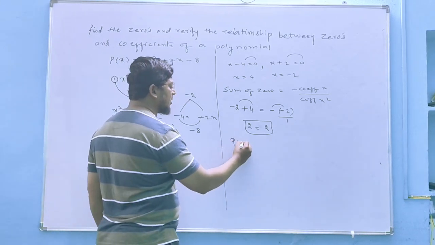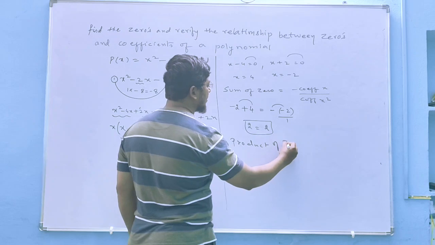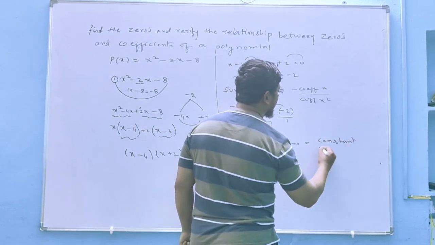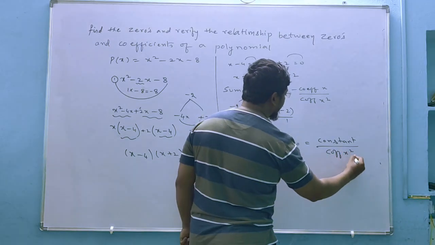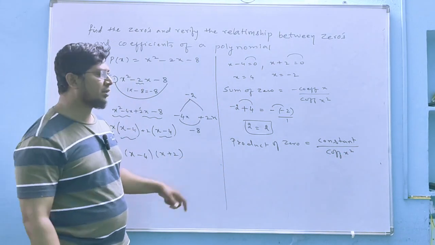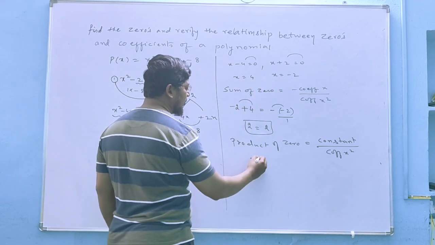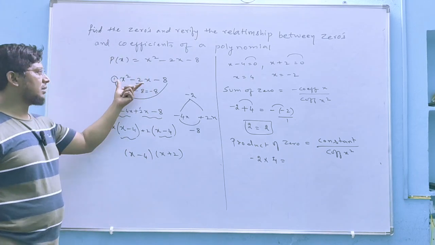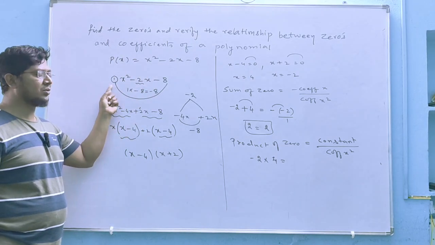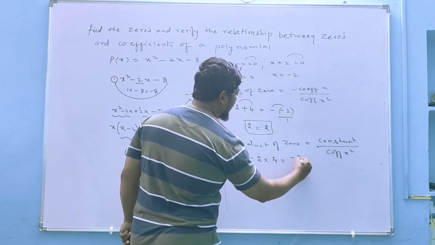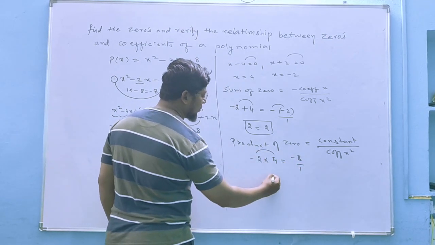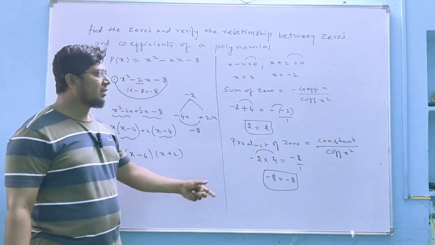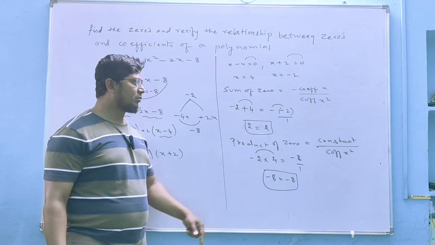Next we should write product of zeros. Product of zeros is equal to constant upon coefficient of x square. Product means multiplication, so we have to multiply. Minus 2 into 4 is equal to constant upon coefficient of x square. What is the constant in this expression? Minus 8. And the x square coefficient is 1. So minus 8 upon 1. Plus into minus, minus, 2 fours are 8, is equal to minus 8. So LHS is equal to RHS. This is verified. One more question we will take.